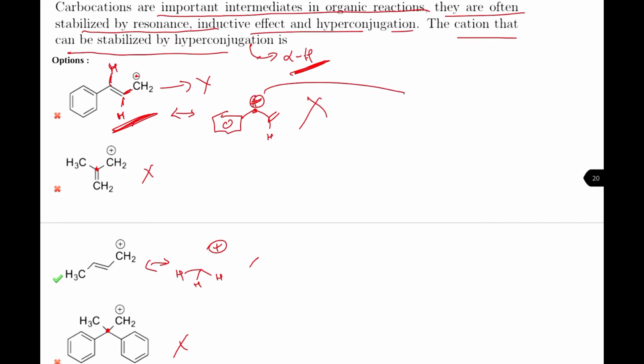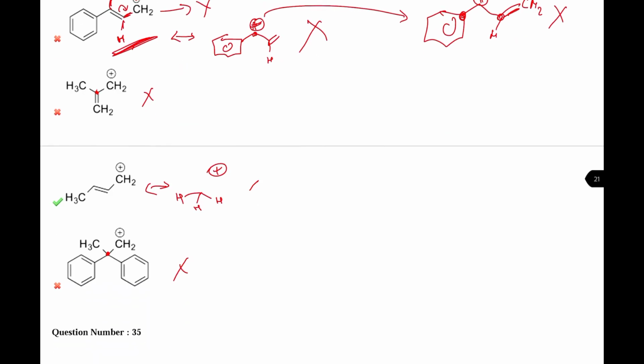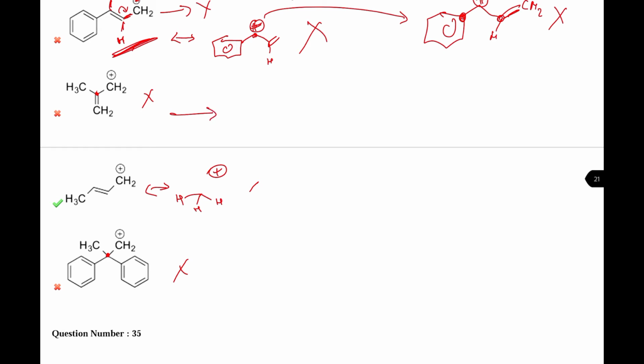But if you see a resonance structure of this, that means this bond will shift here, and there will be a positive charge here which will make a cation like this and a cation here. If you see here also there is no alpha hydrogen, so this other resonance structure is also not stable. So this option is wrong. If you explore this option, definitely there is no alpha hydrogen here, wrong. And since this is symmetric, all resonance structures are going to be like this. So there is no alpha hydrogen, no hyperconjugation.